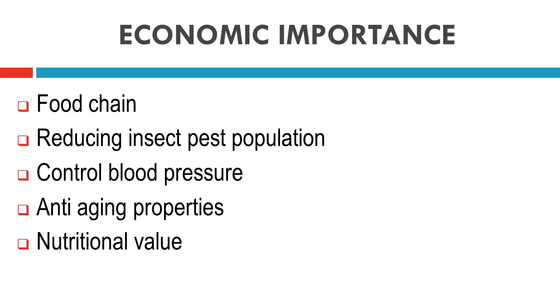The next one is regarding medicinal values. Traditional medicines are prepared from these frogs, especially medicines that help to control blood pressure. Moreover, anti-aging properties are also produced from the frog. What do we mean by anti-aging? People will age, but they do not look like aged people. That is because of some properties prepared from the frog, which we call anti-aging properties. And the last one is regarding nutritional value.